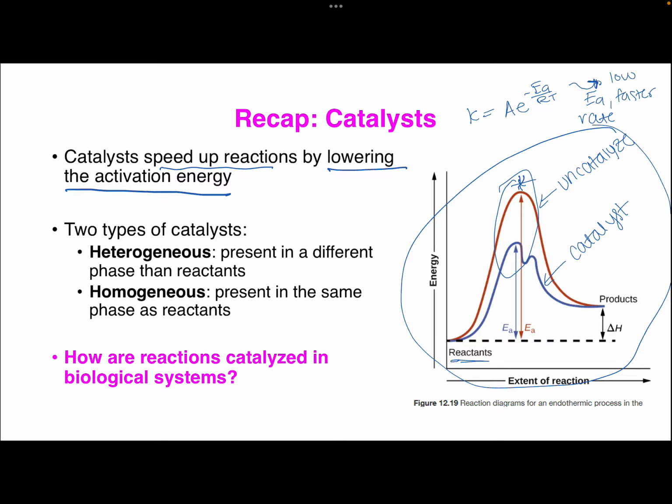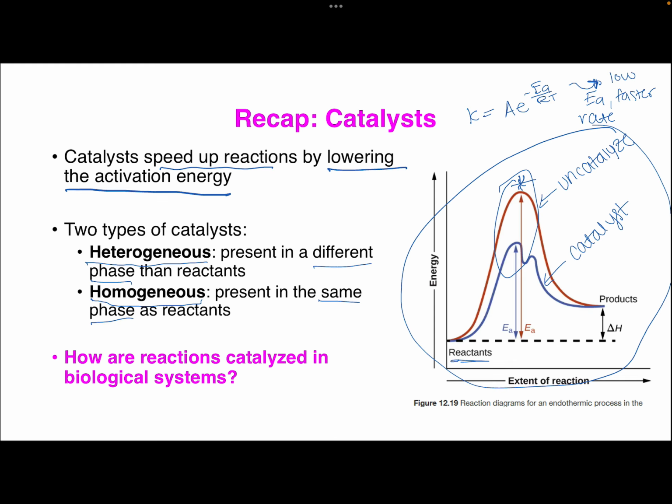Right. And we said on Wednesday that there are two different types of catalysts. Both of these speed up reactions. Both of them do this without being consumed themselves in the reaction. So those types are heterogeneous, which are present in a different phase than the reactants, and homogeneous catalysts, which are present in the same phase as the reactants. So that's where that homo prefix comes in. So hetero, different, homo, same. All right? So that's kind of a general summary of catalysts.